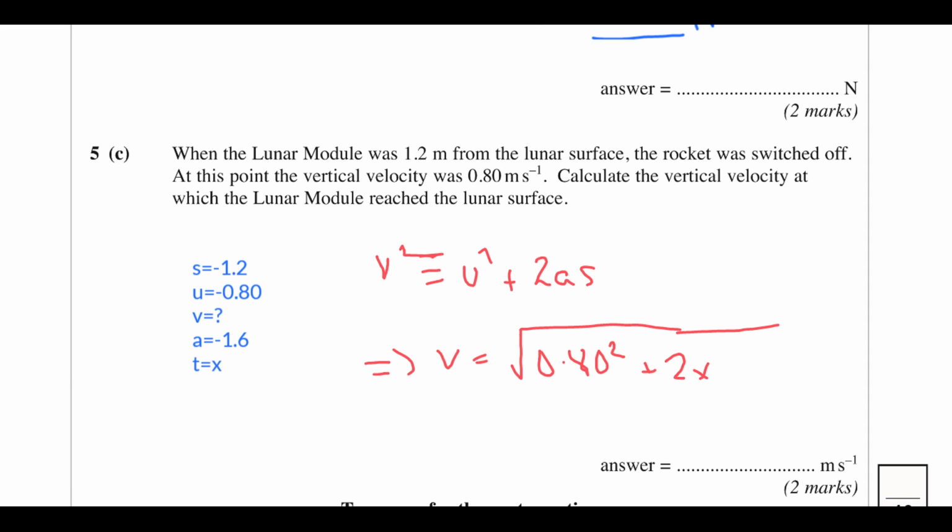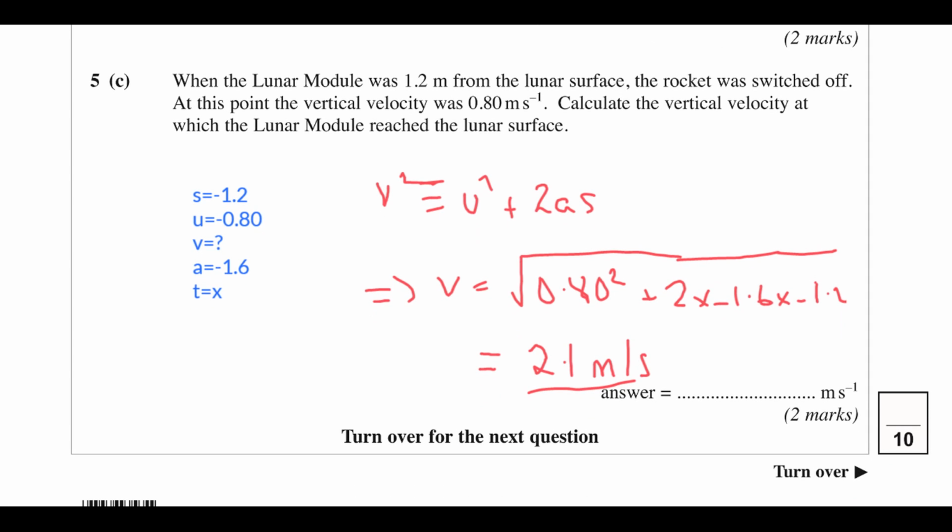2 times minus 1.6 times minus 1.2. So again, if we use the downward direction as positive, it would have made no difference because the two signs would cancel each other out. And when we calculate this, we end up with like 2.1222, so essentially 2.1 meters per second to 2SF. And that concludes question 5.